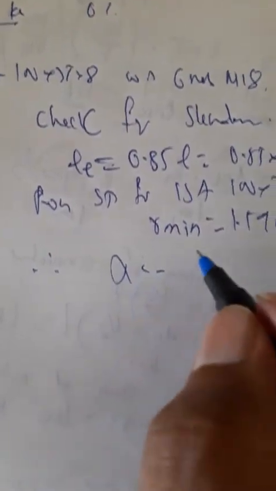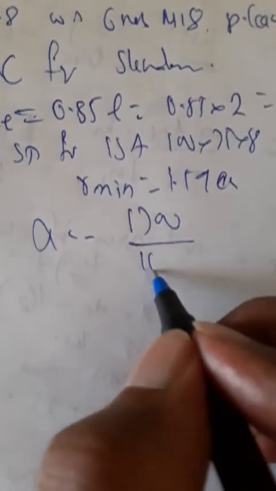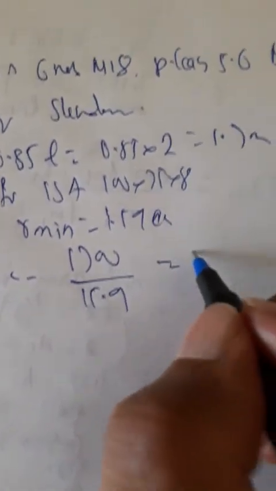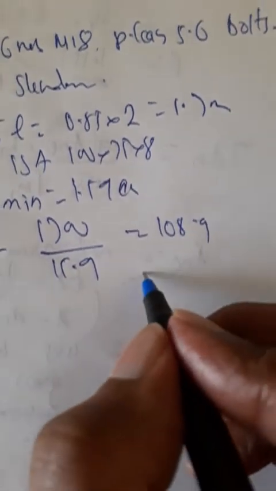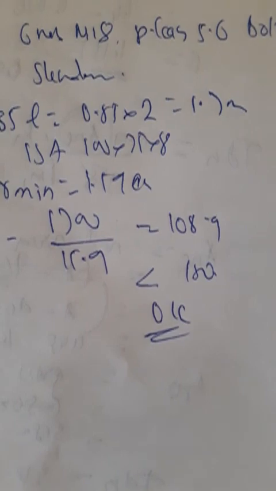Therefore, slenderness ratio lambda is equal to LE by R min. So LE is 1700 mm, R min is 15.9 mm. So you have the answer 108.9, which is less than 180. Hence, okay. This completes the design problem. Thank you.